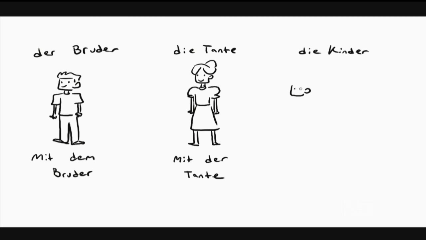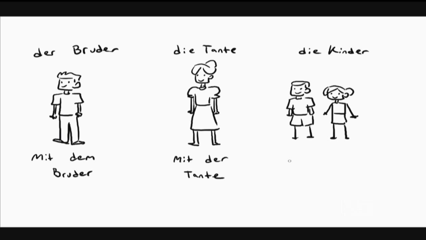Or about a group of kids. Die Kinder. Mit den Kindern. Notice that you add an n to a dative plural noun in German.